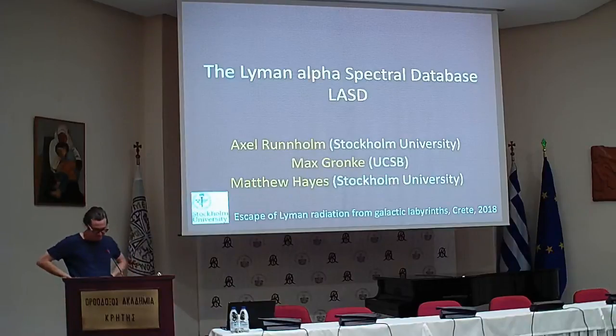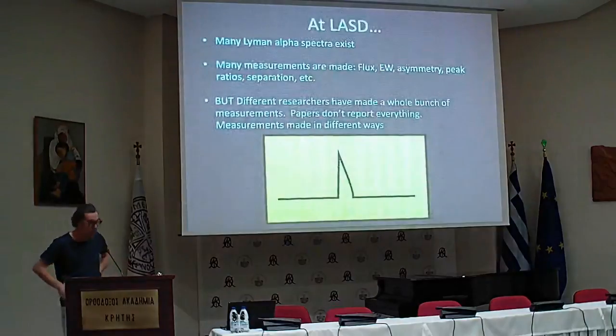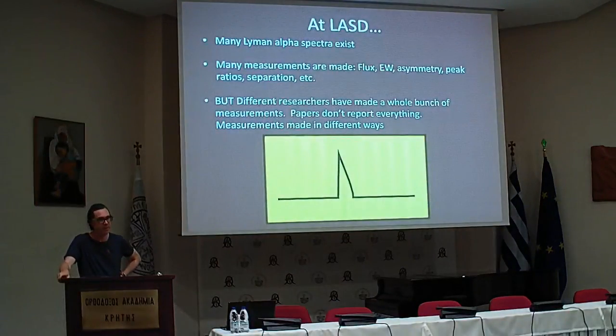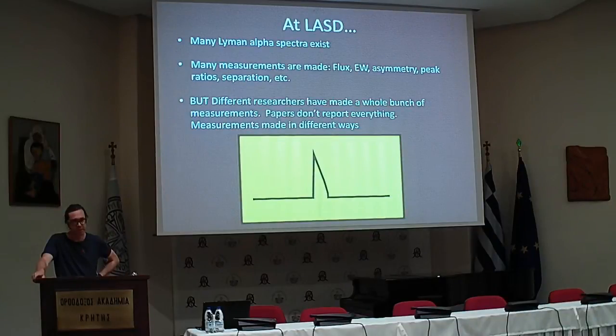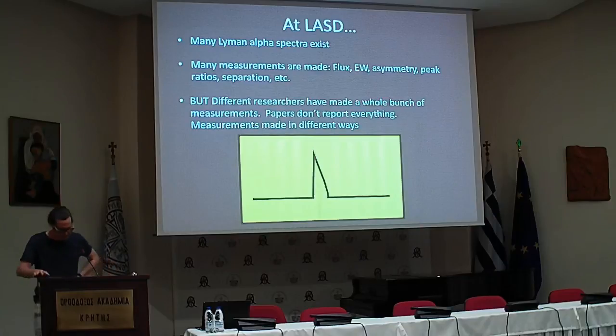But the point of this is that, as we've heard about and as we're going to hear more about, I'm very sure, there's an awful lot of Lyman alpha spectra that have been obtained by various instruments, hundreds of different instruments probably, at very many different redshifts, of all different kinds of galaxies.